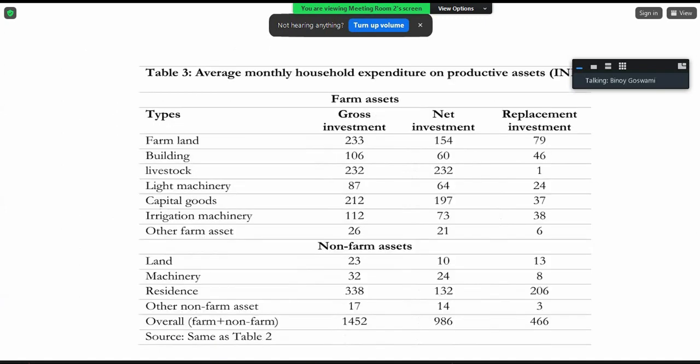In terms of amount, as you can see, overall gross investment is INR 1452, which, because this data relates to 2018-19, at that time's exchange rate would be around $20. So it's a very small amount. And in terms of net investment, it is about $16-17. So the amount invested on the productive asset is very, very small. Next.